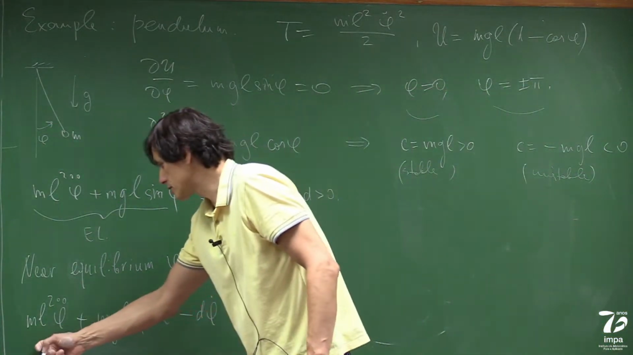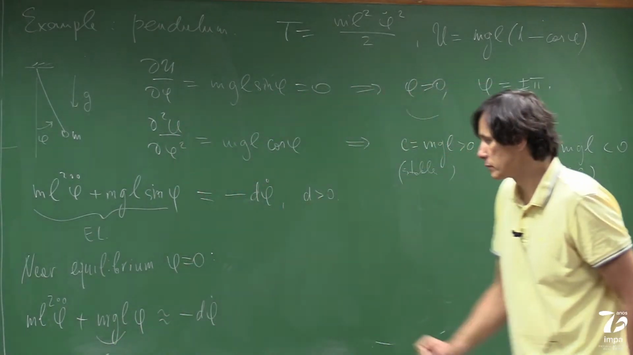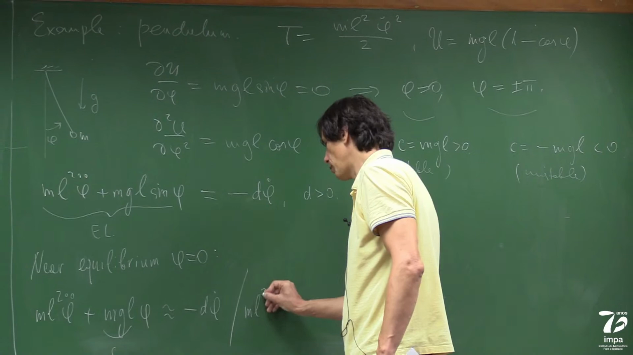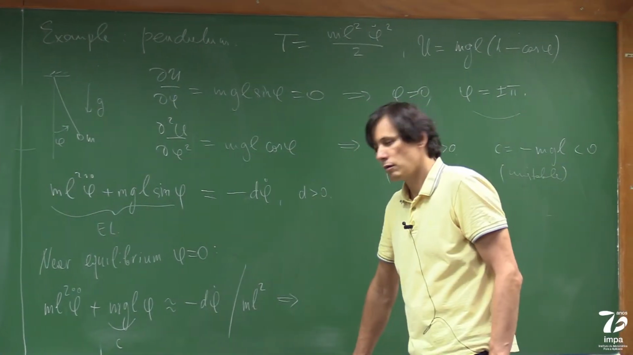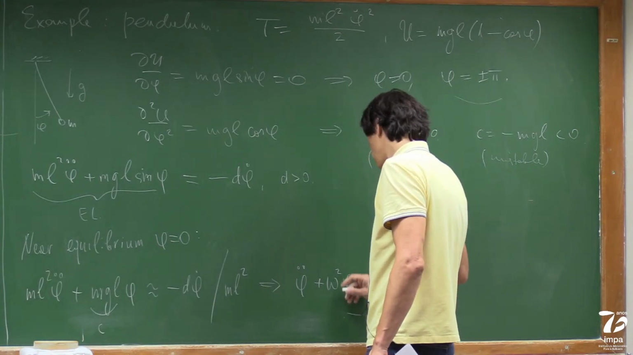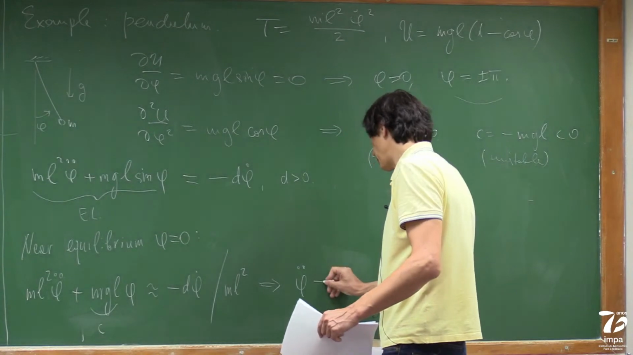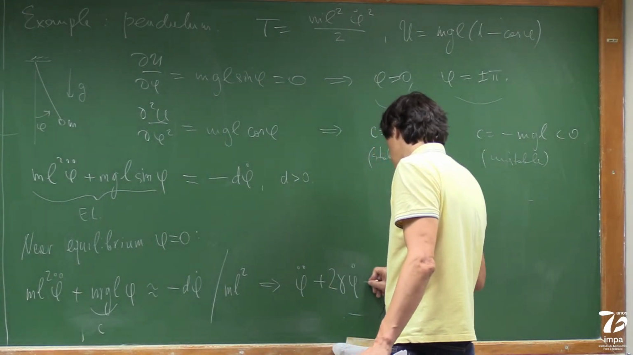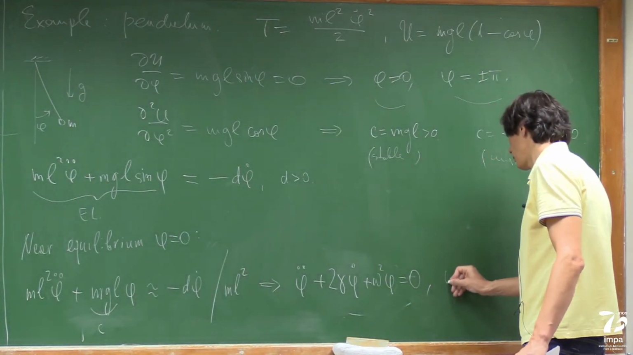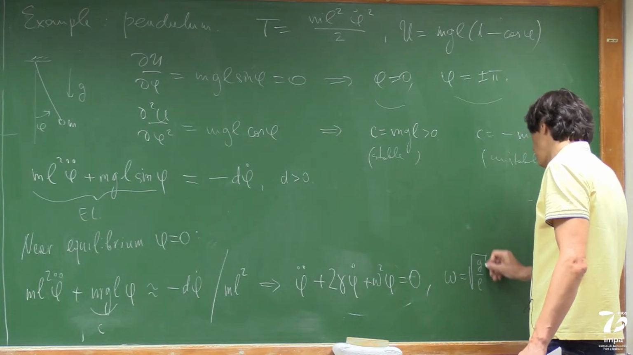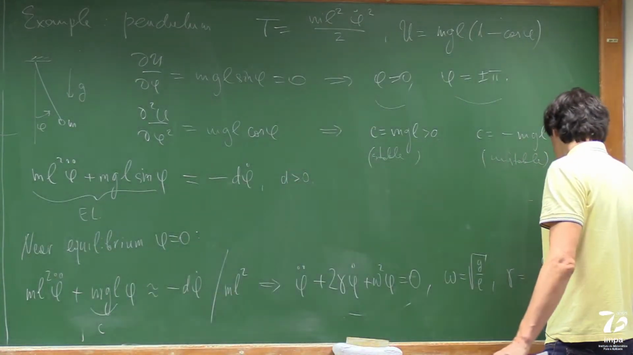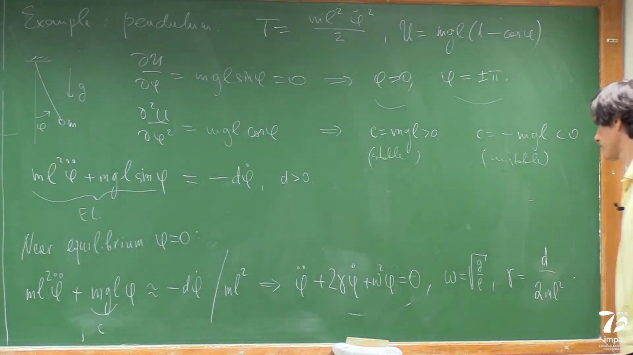Because remember, this is mass times phi double dot. This is c times phi. That's what we did. Now let's divide everything by ml squared. And this gives you phi double dot plus, let's put everything to the left, plus 2 gamma phi dot plus omega squared phi equals 0. This term comes from here. And gamma is d divided by 2 ml squared. That's it.